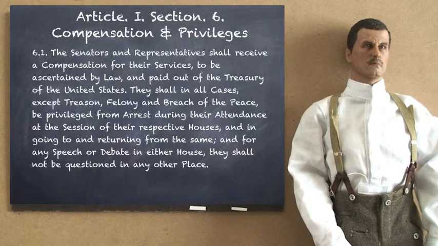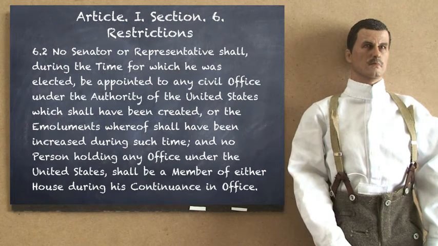Okay, we're down to the very last clause here at Section 6. This is Clause 6.2, and this is a restriction. It says, no senator or representative shall, during the time for which he was elected, be appointed to any civil office under the authority of the United States which shall have been created, or the emoluments whereof shall have been increased during such time. And no person holding any office under the United States shall be a member of either house during his continuance in office.